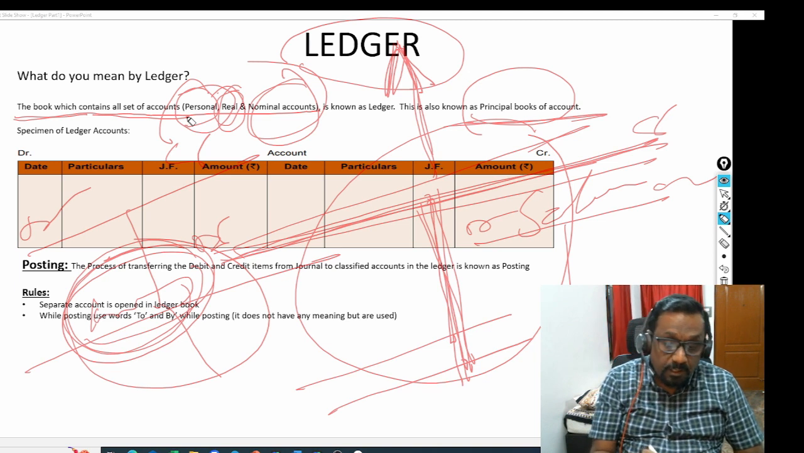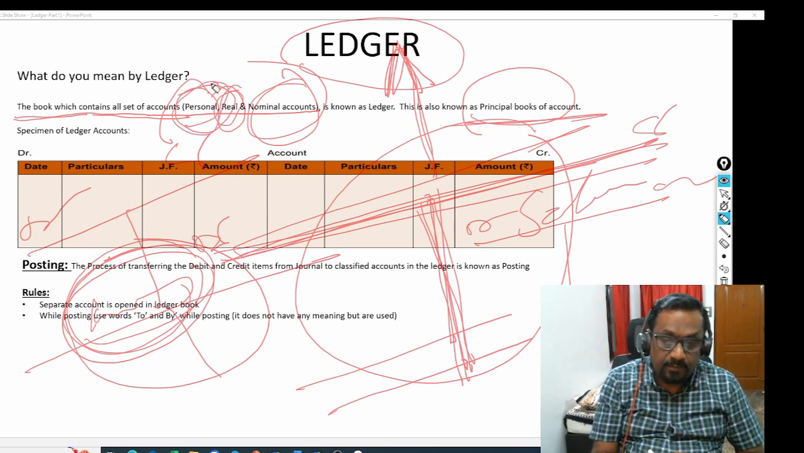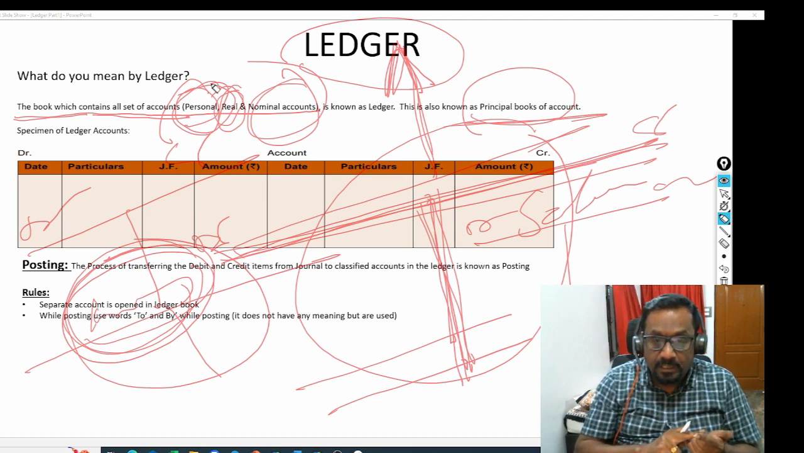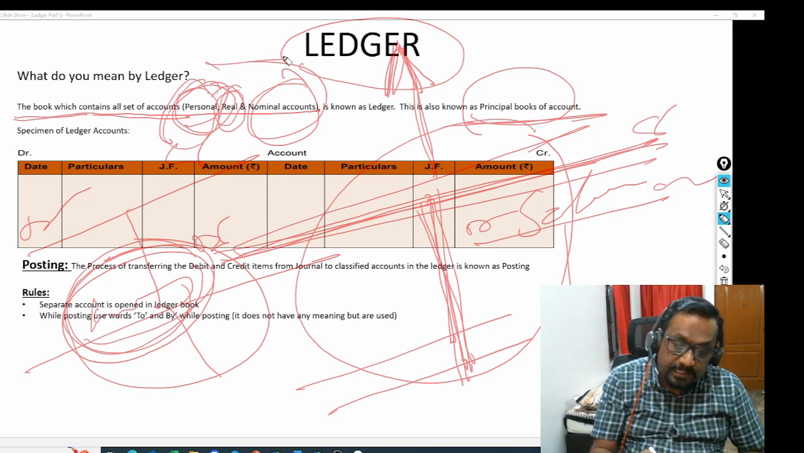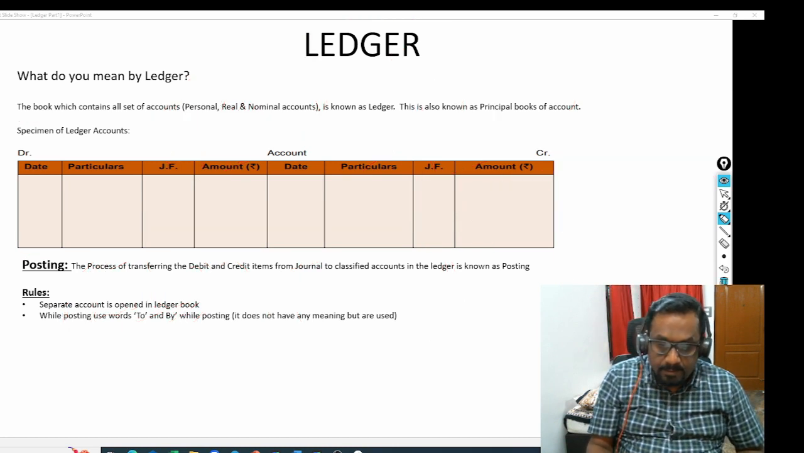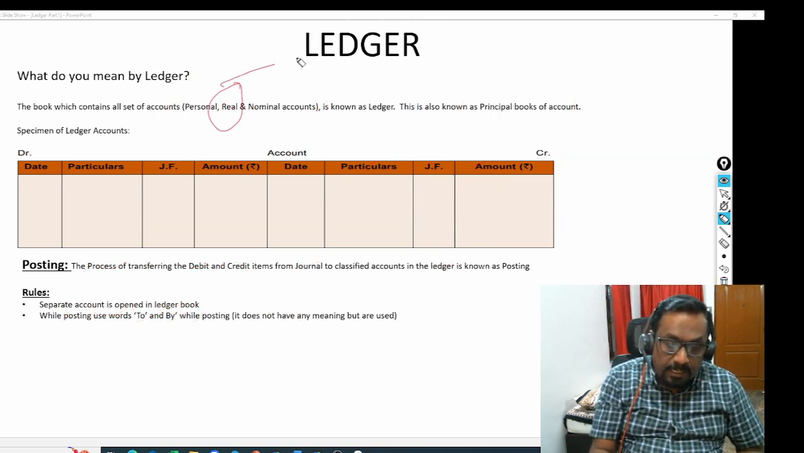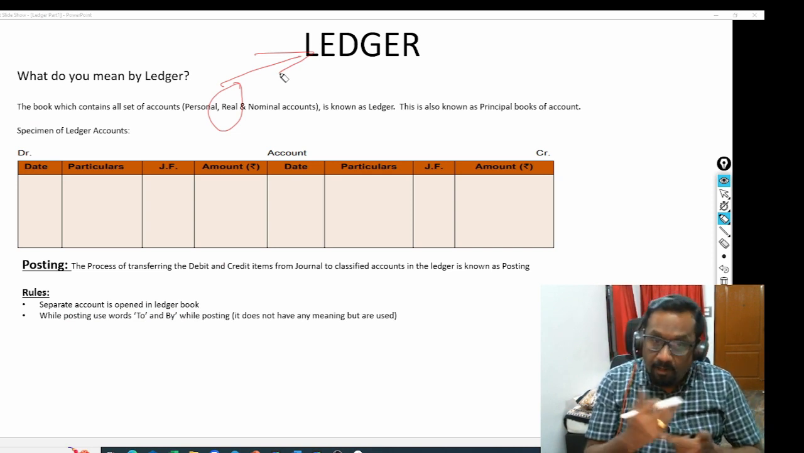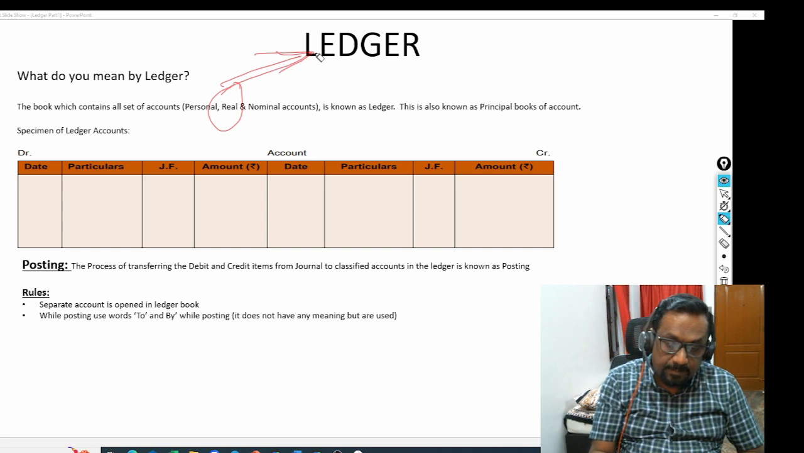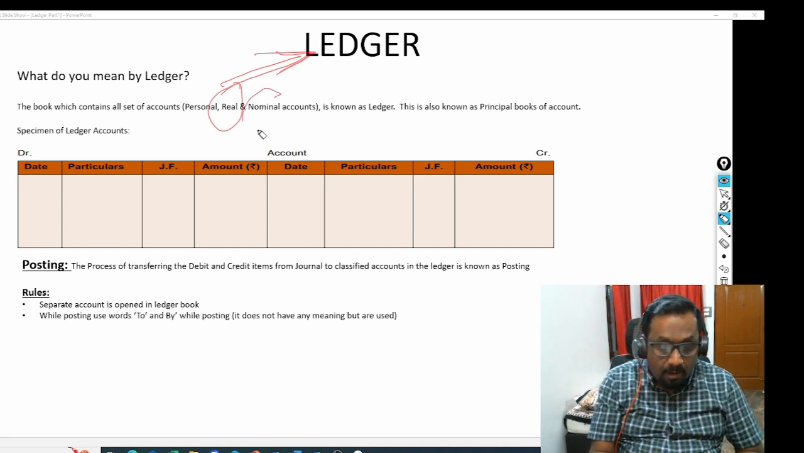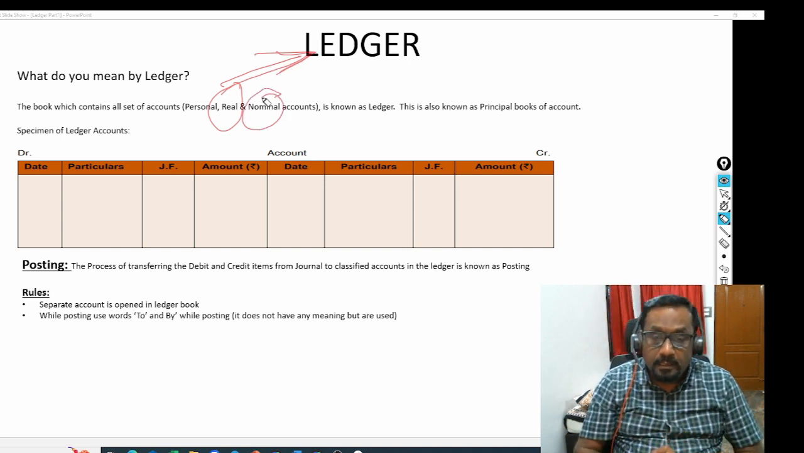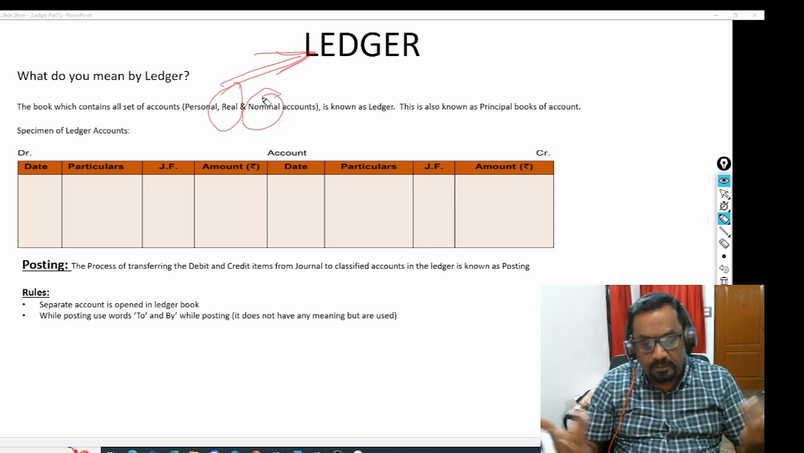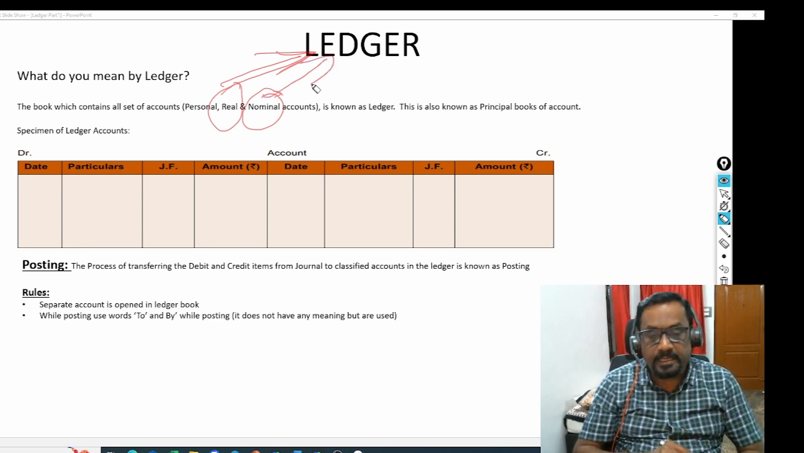What are those set of accounts? Personal accounts. It can be a natural person, an artificial person, or a representative person. All those personal accounts will be there in this ledger. All real accounts will be there in this ledger: assets, goods related accounts. All nominal accounts will be there in this ledger: all expenses, incomes, gains and losses.